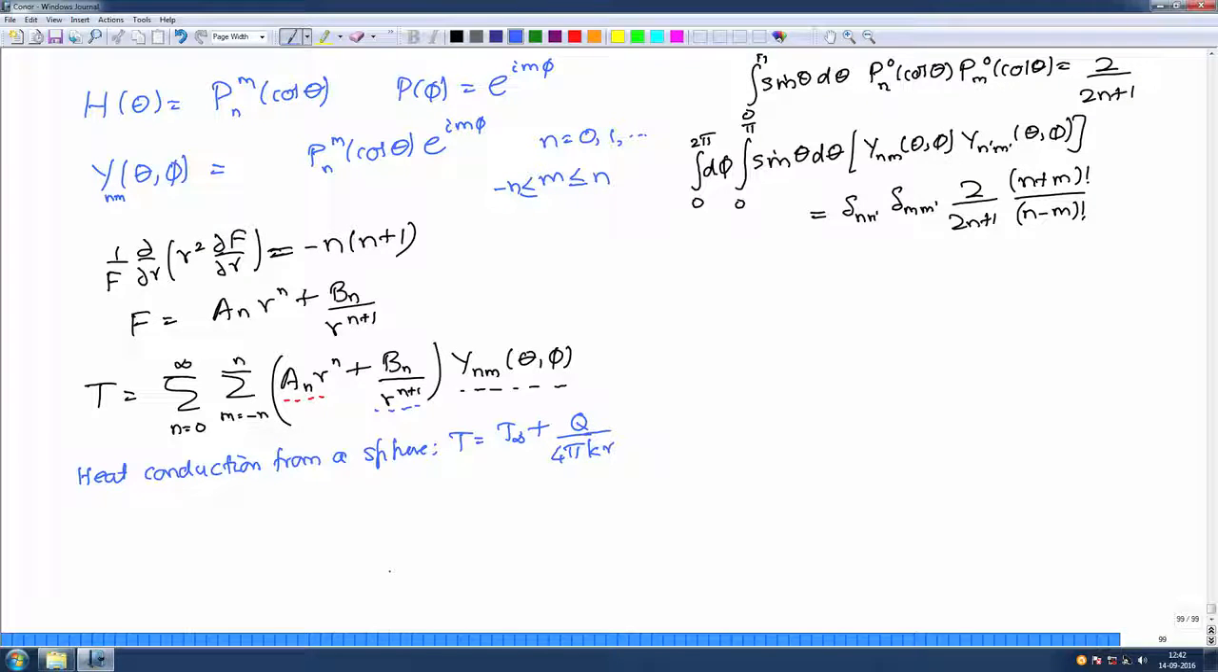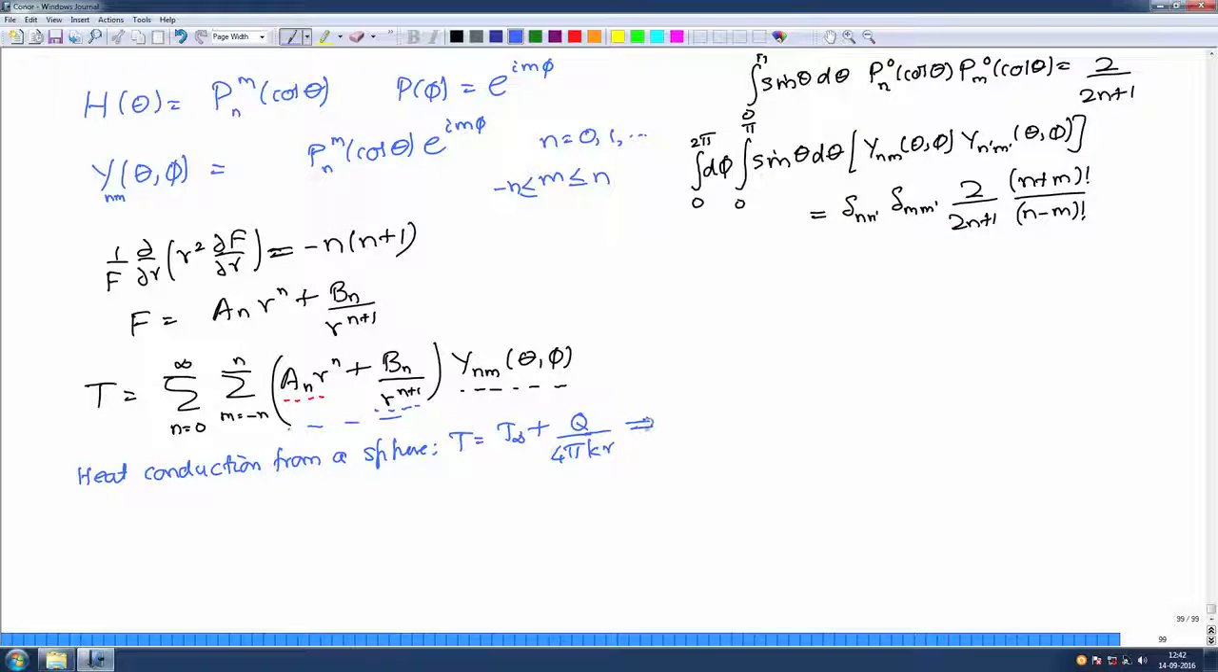This corresponded to this solution for n is equal to 0, because for n is equal to 0, the growing harmonic is just a constant r power 0. The decaying harmonic goes as 1 over r, and there is no dependence on theta and phi. P0 was 1, and when n is equal to 0, there is no dependence on theta or phi. Therefore, this corresponded to the solution for n is equal to 0.